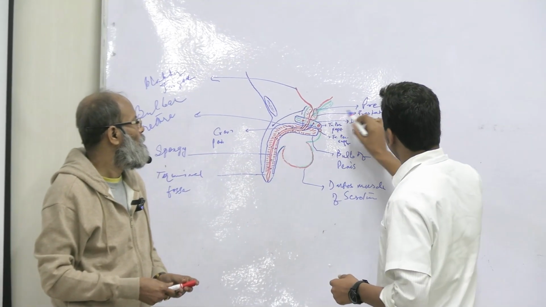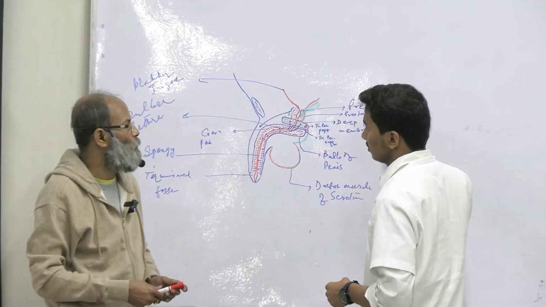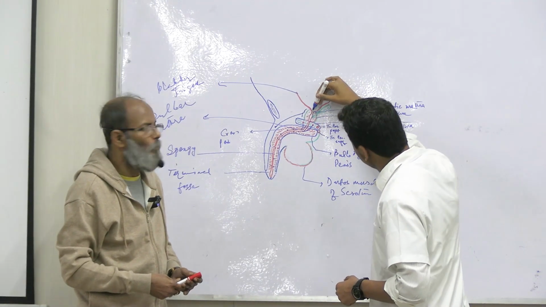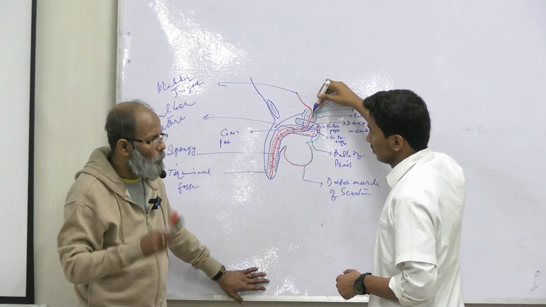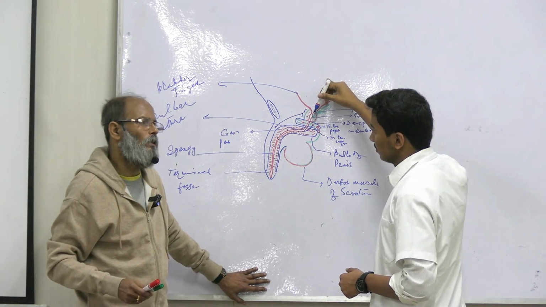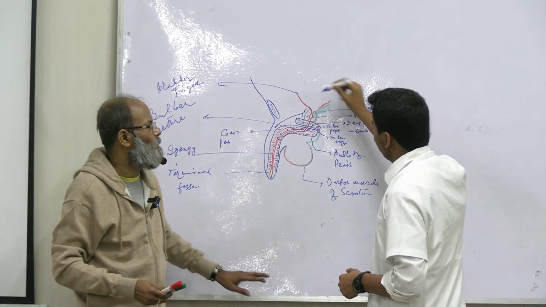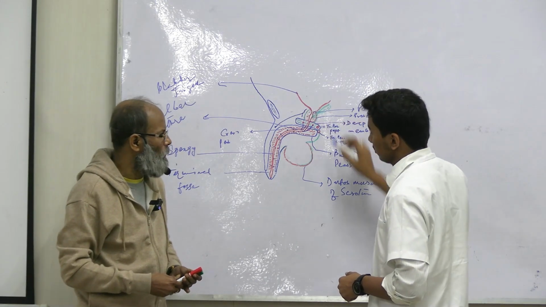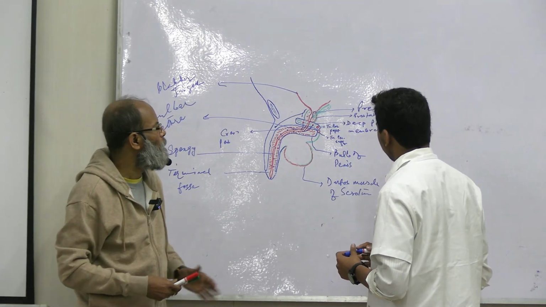So this is pre-prostatic urethra. Which one? So this one, from the commencement up to the colliculus seminalis. Then this one is the prostatic urethra. All right. Next.